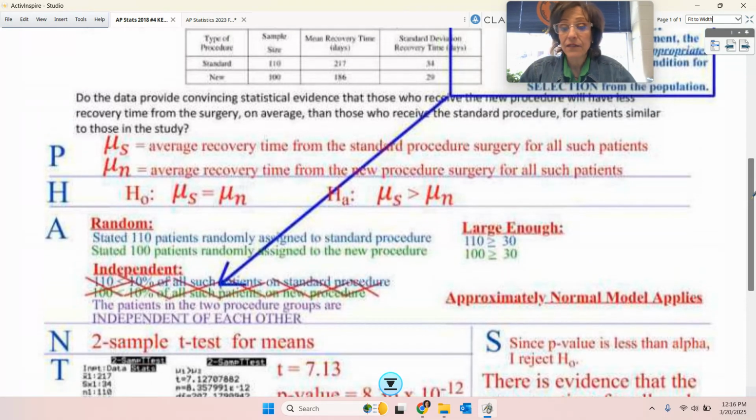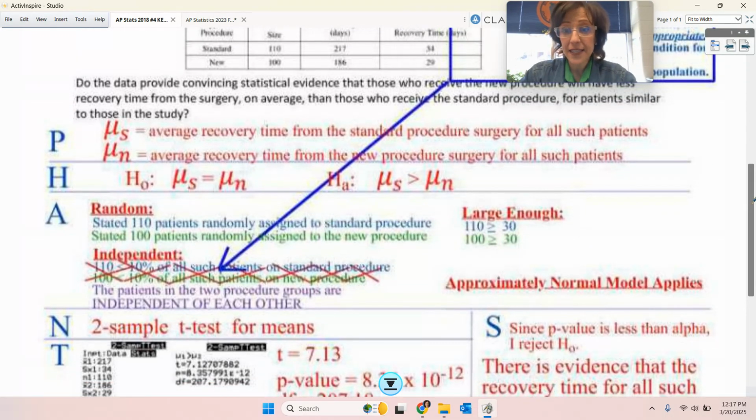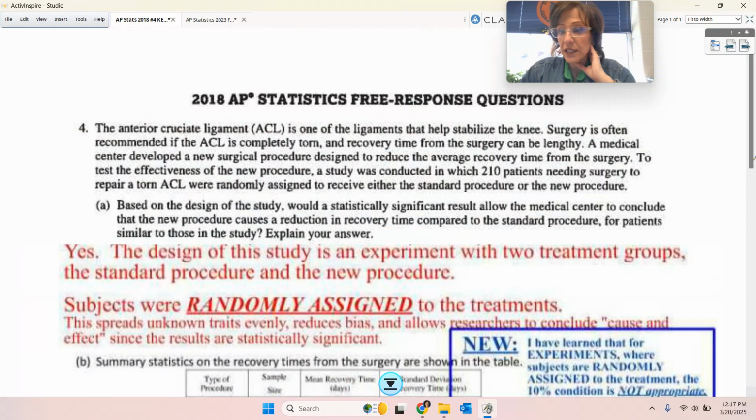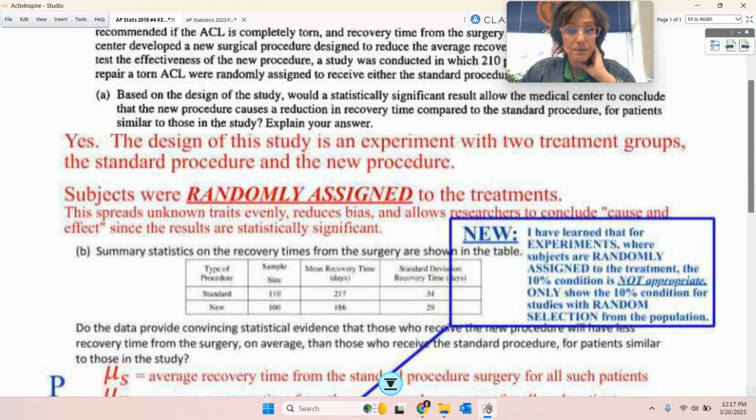Now, if you had written this as the new less than the standard, okay? So has it reduced, this is fine. Whichever way you do this, it's fine. You just have to be careful and watch how you put your data into the calculator, okay? So let's take a look. Let's move on down and take a look at that.